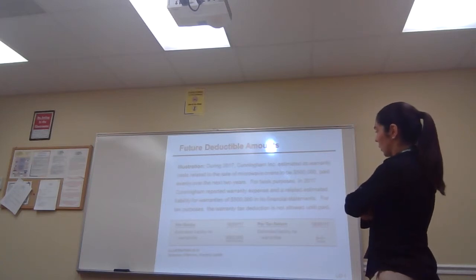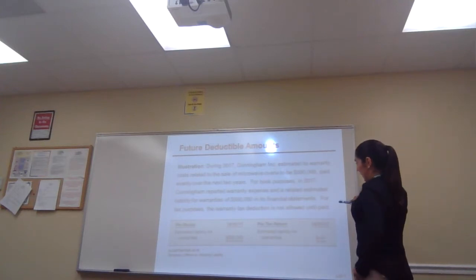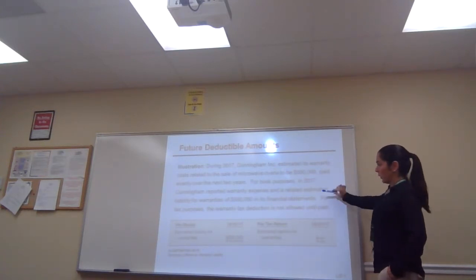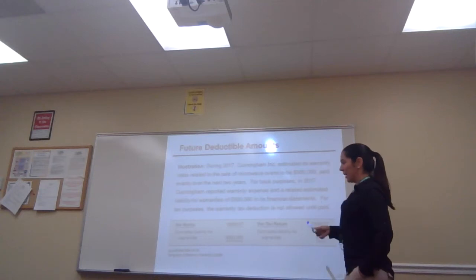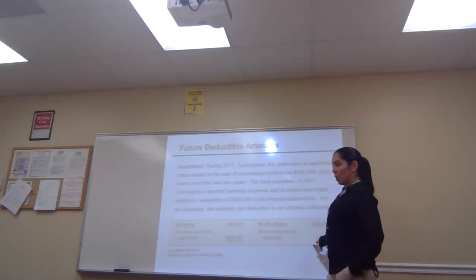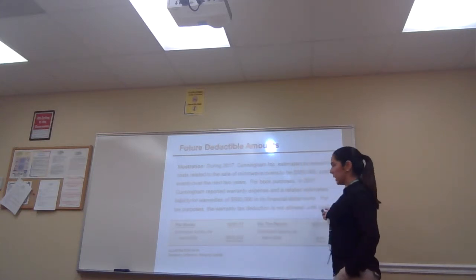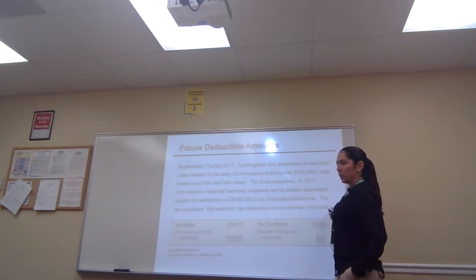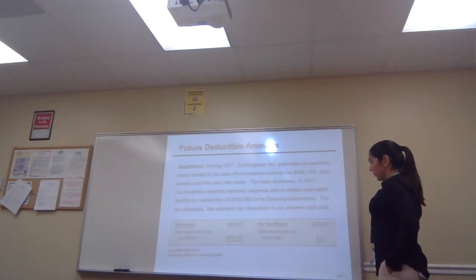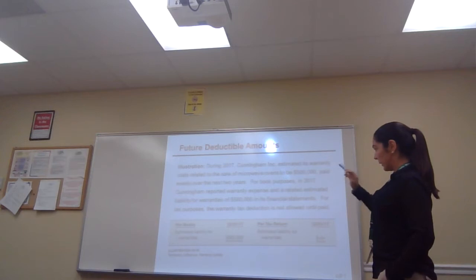For tax purposes, the warranty tax deduction is not allowed until paid. So here's another example of what the IRS allows versus what book allows. Your GAAP allows you to take an expense for $500,000, but the IRS says, no, you cannot take a $500,000 expense today for something that you're going to pay in the future. You can only take it when you pay it in the future. In 2 years. Correct, in the 2 years. So you're only going to take that deduction, allocated over 2 years instead of the whole amount in 1 year.